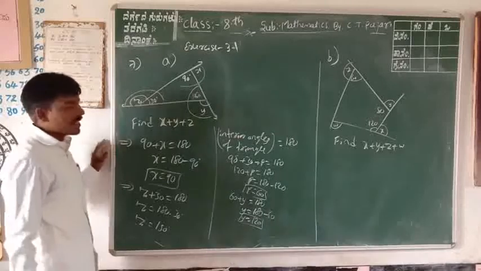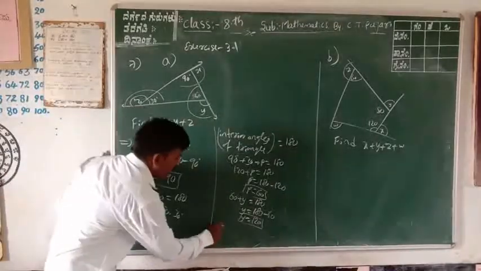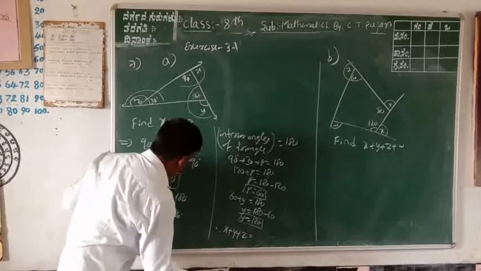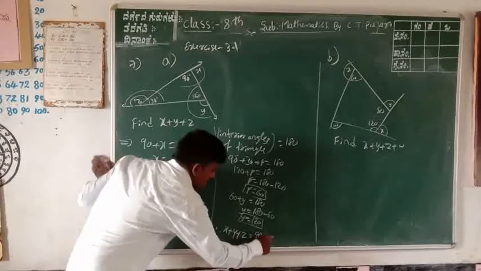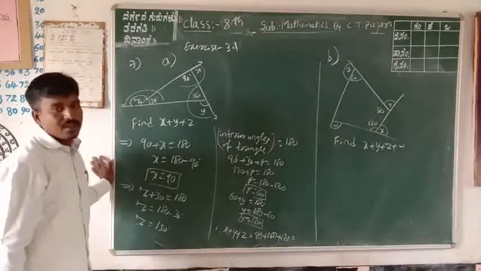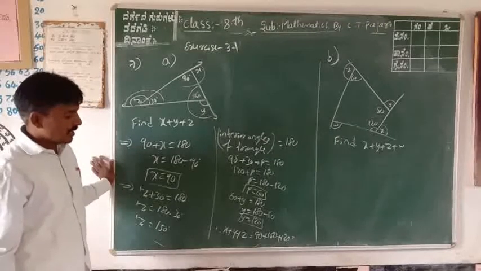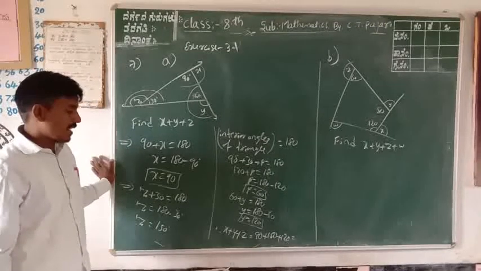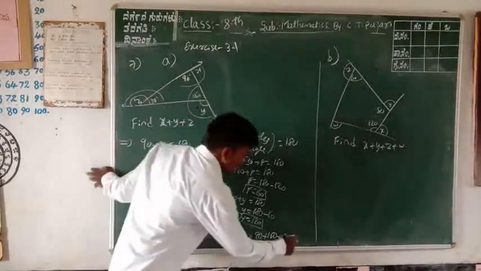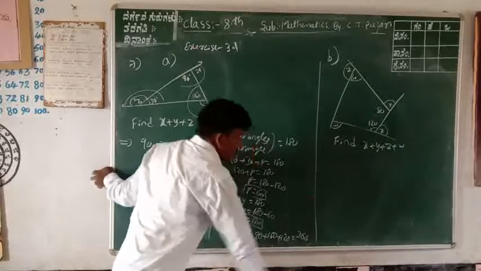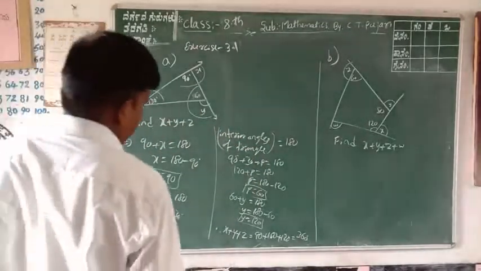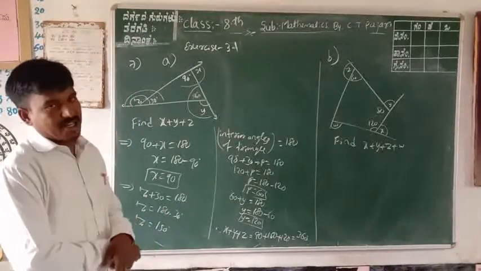Therefore, the sum of all these: x plus y plus z is equal to, x value is what? 90 plus 150 plus 120 is equal to what? 360. This is 360. This is how you find the exterior angles here.